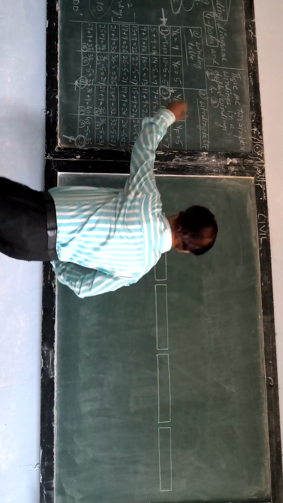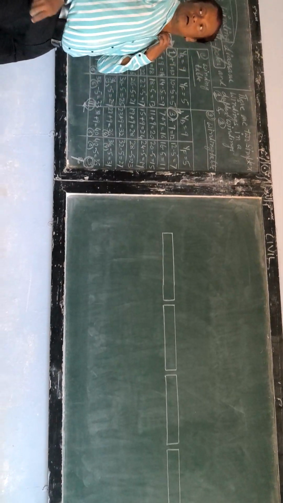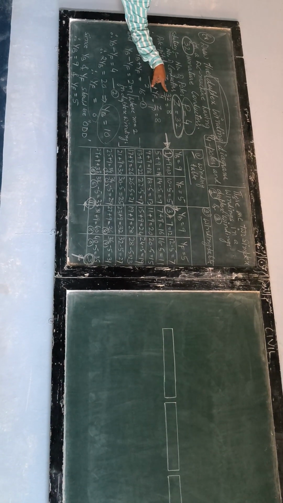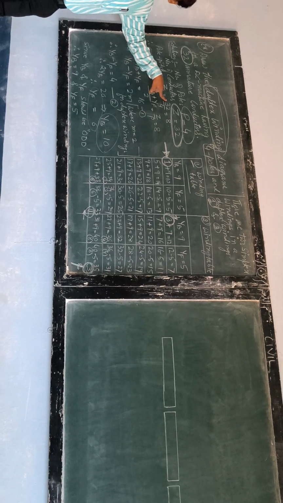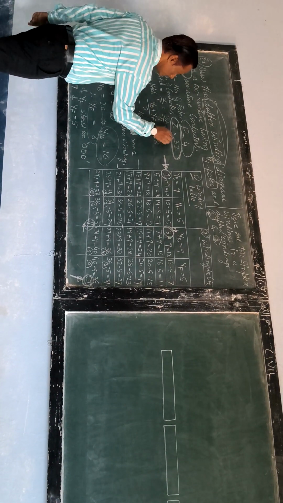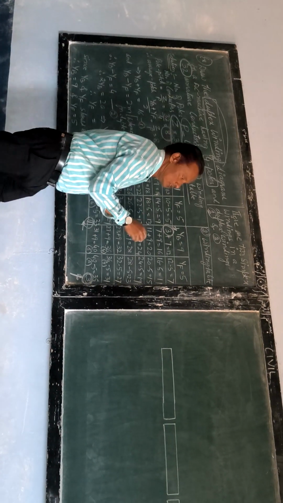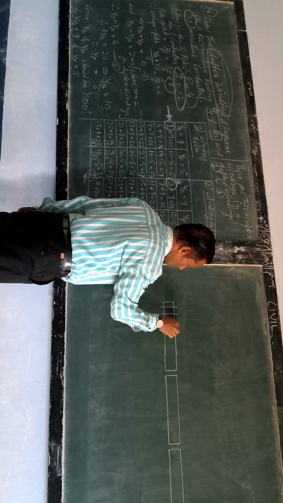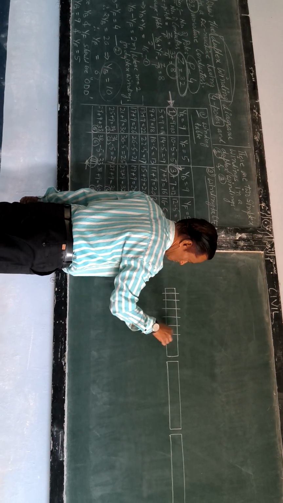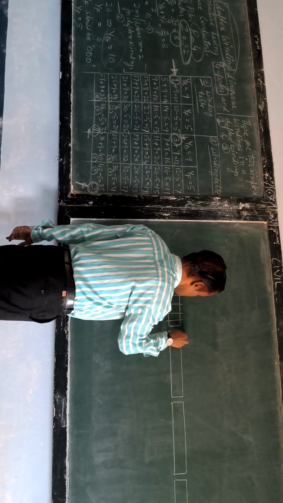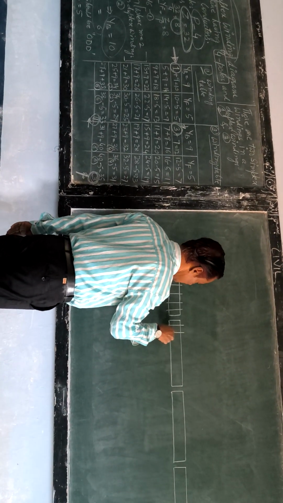Good. What is a pole pitch? What is the meaning of pole pitch? It is the number of conductors under each pole. So we are going to draw. Okay, these are 8. Under each pole, 8 conductors.